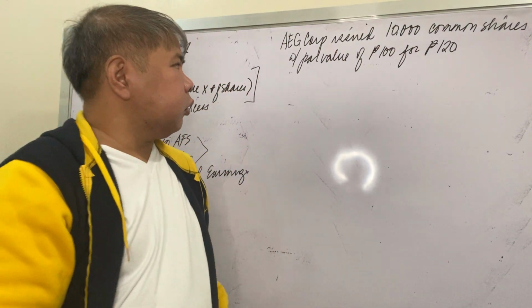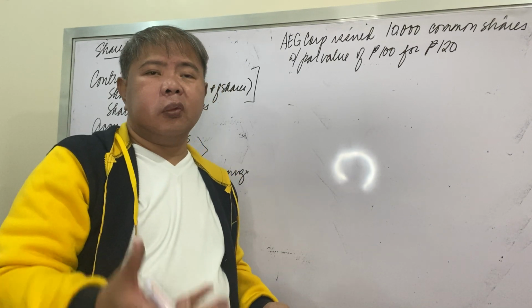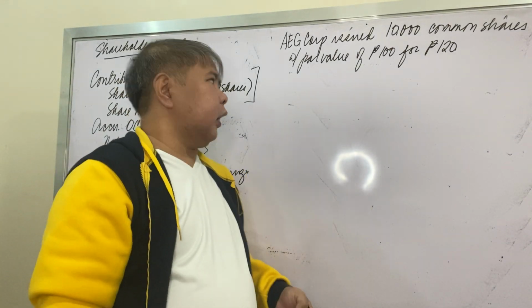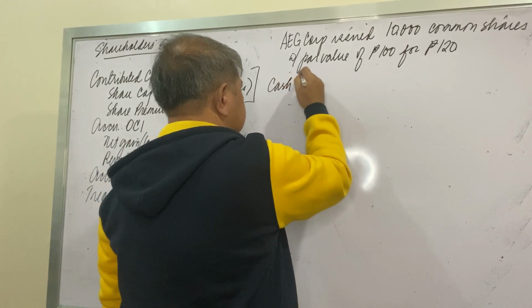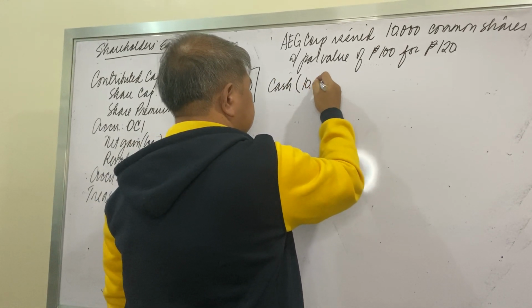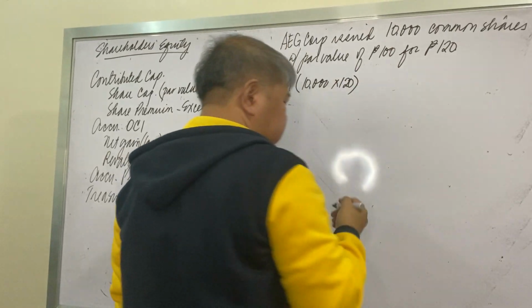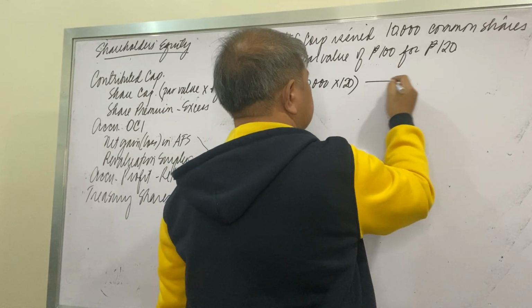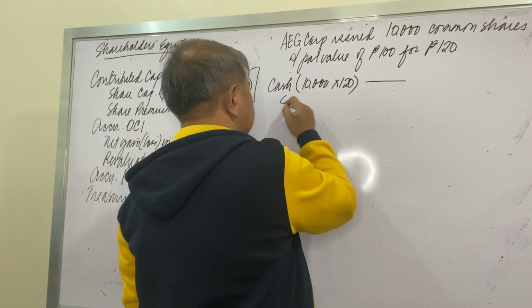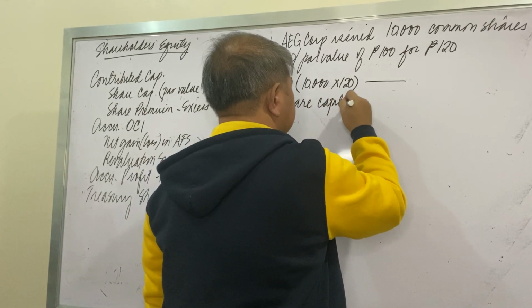Naturally, when this is cash, the cash that you receive is the value at which you will record the shares of stock. So therefore we will debit cash for the proceeds, which is 10,000 times 1.2. How much is that? Jane, 10,000 times 120. How much is that, Jimboy? Please calculate. 10,000 times 120.